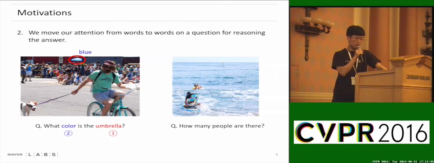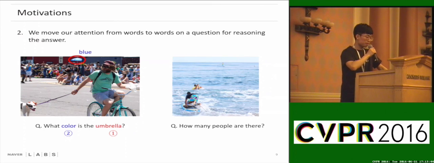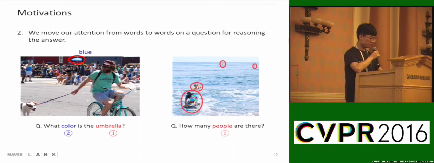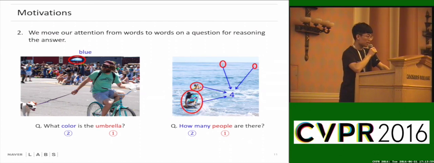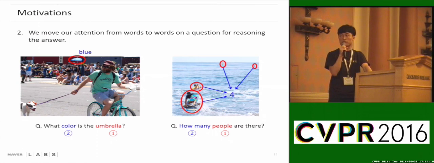In this case, where the question is how many people are there, you first attend to the people, then you move your attention to how many, which indicates that you need to figure out the number of people. In this respect, we believe that a VQA system could be able to move attention through multiple steps using the memory of its previous attentions.